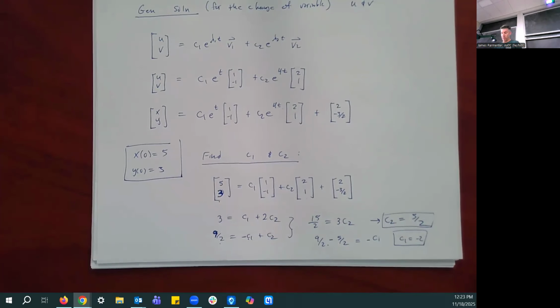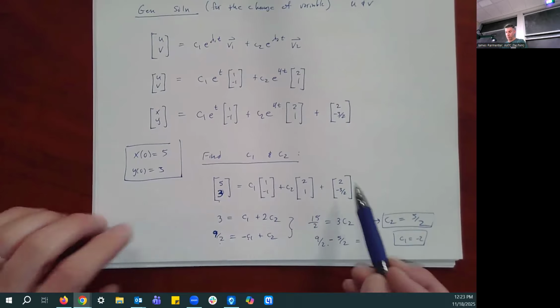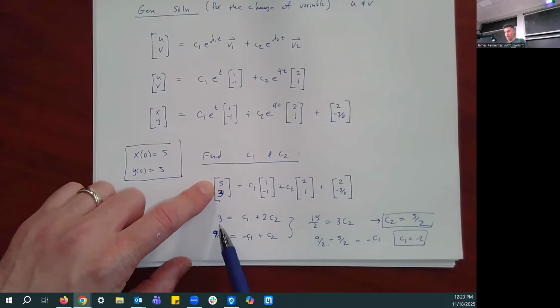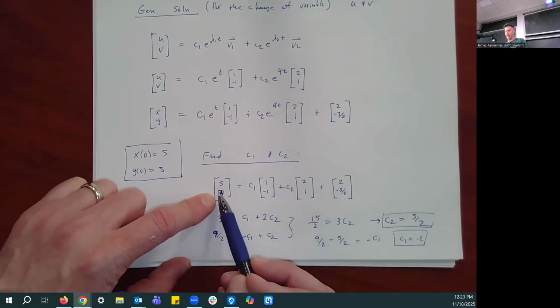Right. Let's make sure I did this right, because I feel like the faces are looking at me like I made a mistake. We don't need to add the two and then hit. I didn't show that work. So I subtracted 2 from 5 to get 3, and I added 3 halves to 3 to get 9 halves.